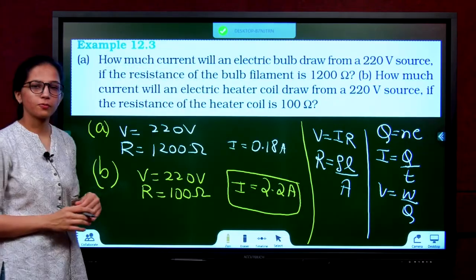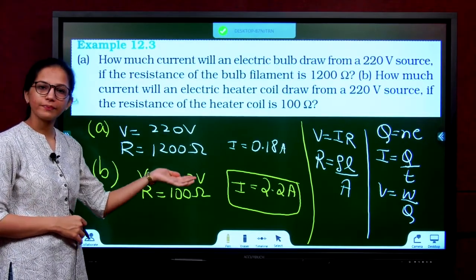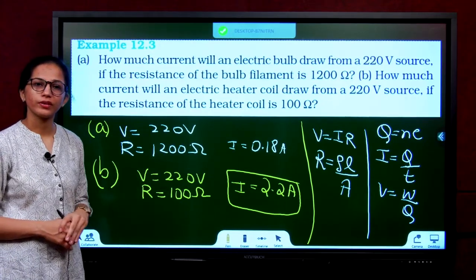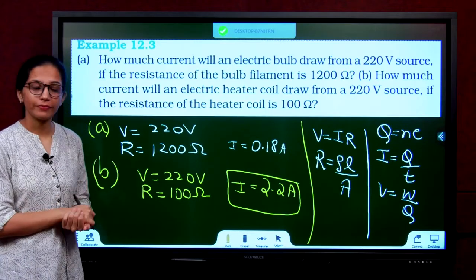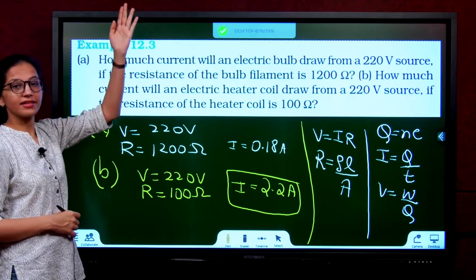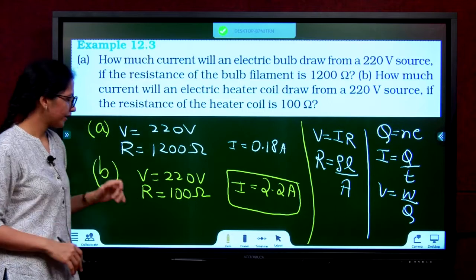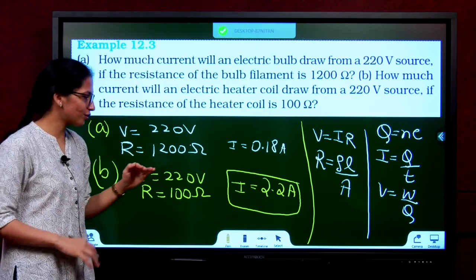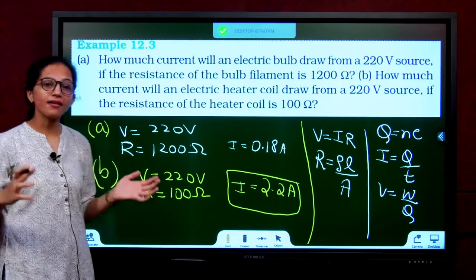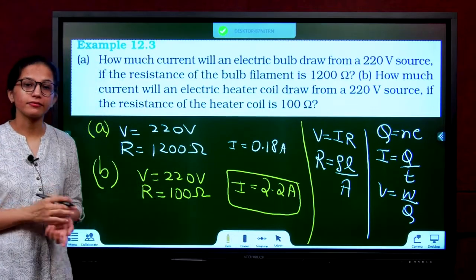What do we observe in this problem? Look here. The voltage source is the same in both cases. But because the resistance changed, current also changed, even though the battery used is the same. Understand this, 1200 ohms, high resistance. Current 0.18 amperes, low current. 100 ohms, resistance reduced. Current increased to 2.2 amperes. So I and R are inversely proportional. More the resistance, less the current.